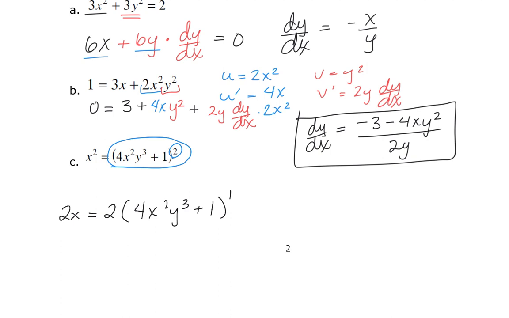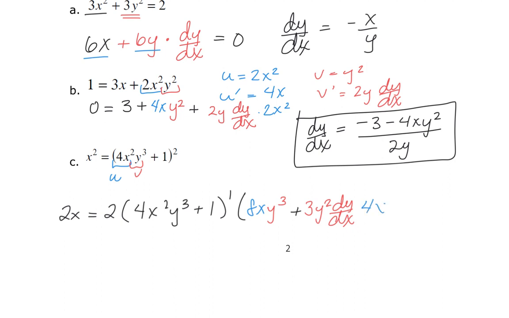Now I have to go inside this expression on the right-hand side. And I see, once again, I have a u and I have a v. So this is going to be multiplied by my derivative of u, which is going to be 8x, and then raised to the power of 1, multiplied by v, which is y cubed. And then plus the derivative of v, which is going to be 3y squared dy/dx, because I'm now taking the derivative of y with respect to x, multiplied by my u, which is 4x squared.